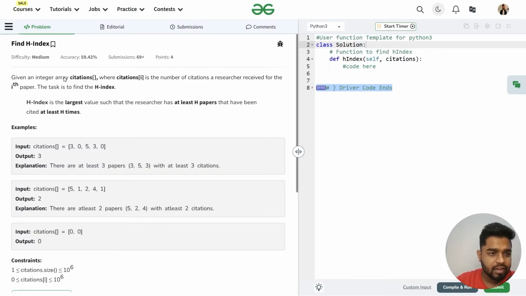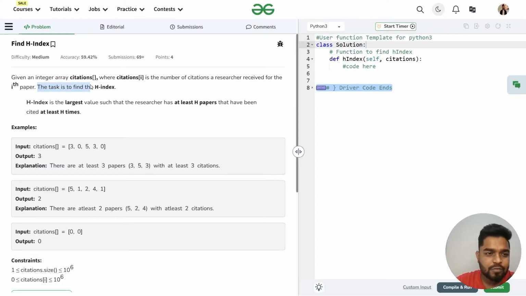The problem says that we'll be given an integer array named citations, where citations[i] indicates the number of citations a researcher got for the ith paper. Now, what is a citation? You can say that citations[i] is the number of times the ith paper has been talked about in different organizations or at different talks. So citations[i] indicates the quality of the ith paper. The higher the citation, the higher the quality of that paper.